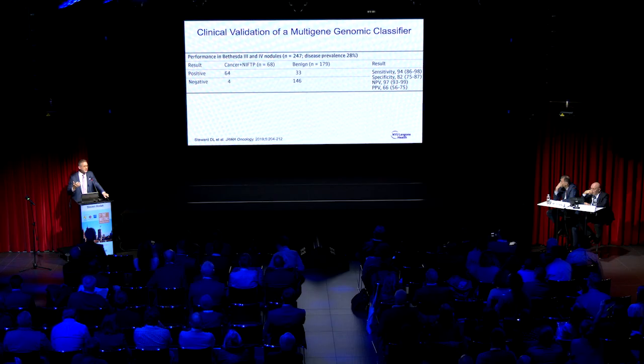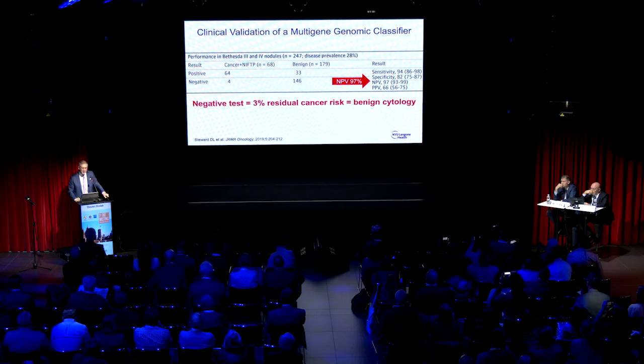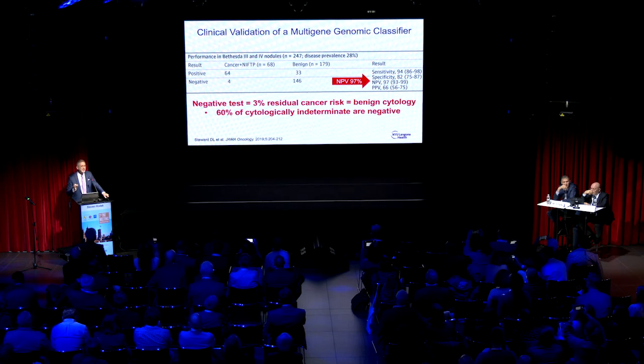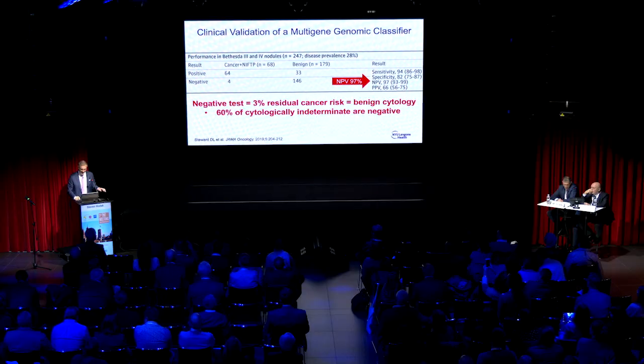So what was the result from this study? The negative predictive value was extremely high, 97%. And what this means is that with a negative predictive value of 97%, there's a 3% residual risk of cancer, which is effectively equivalent to a benign aspirate, to a benign biopsy. And it's important to also note that this occurred in 60% of the indeterminate specimens. So it's a very common finding that there is no mutation.